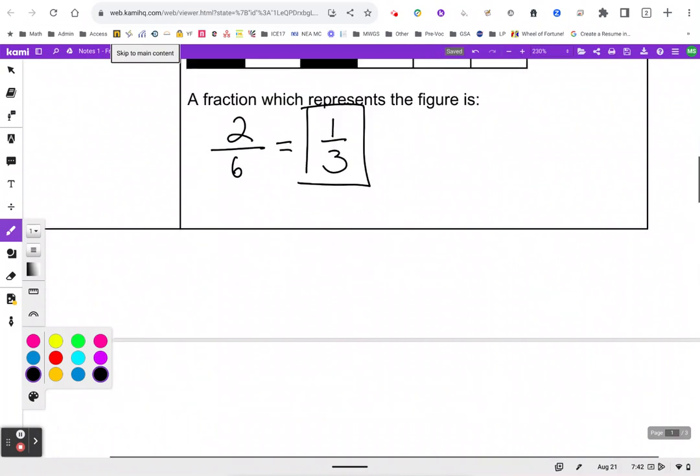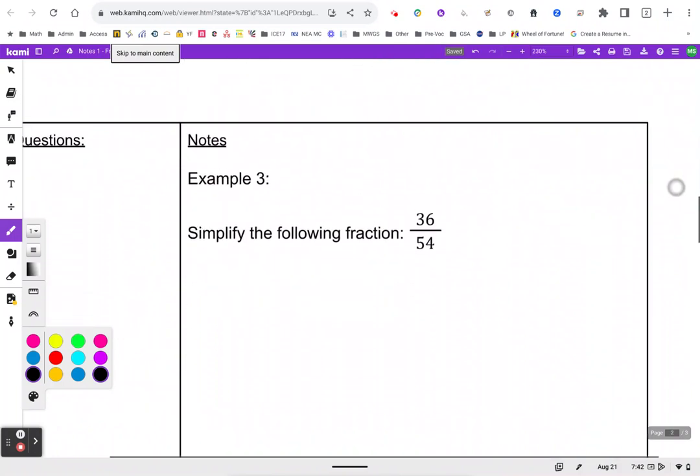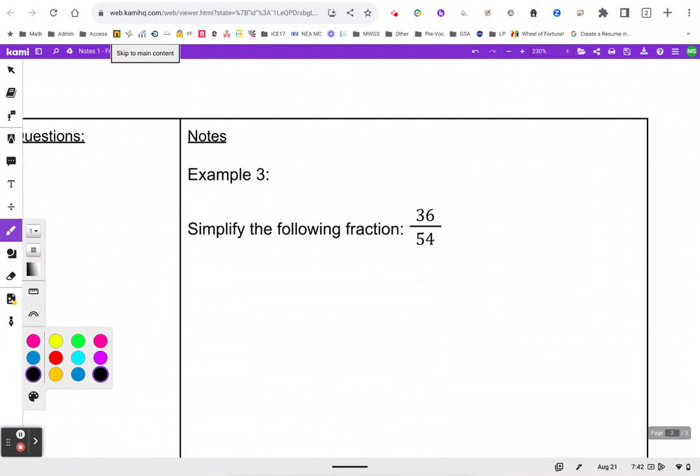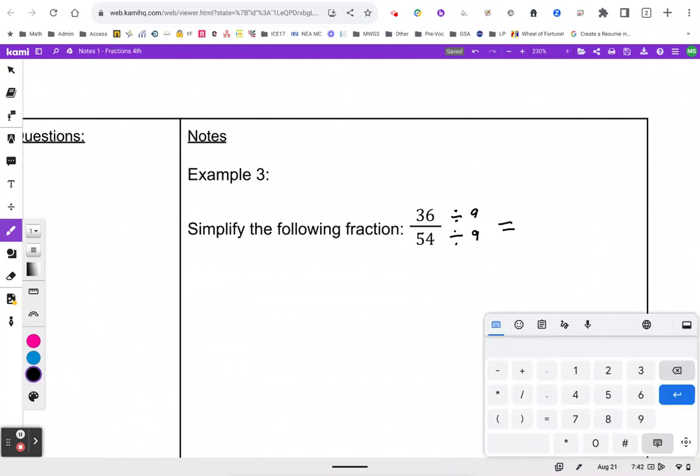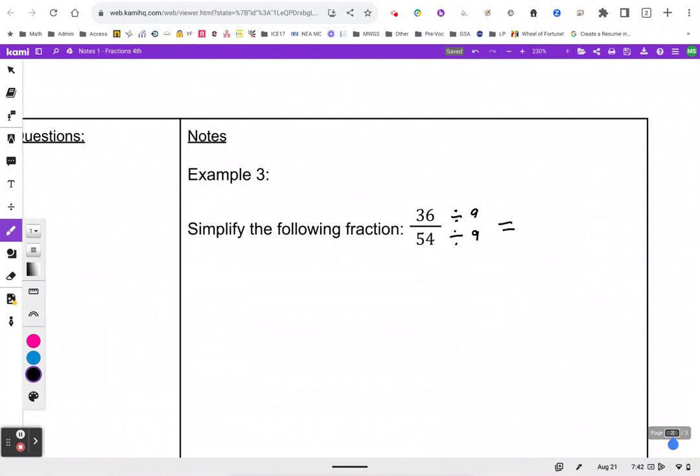Now, if I keep scrolling down, I'm going to simplify this fraction. If you look at both of these numbers, I know off the top of my head I can divide both of these by 9. So you divide both by 9, and then you would end up getting that this fraction equals, you know what? Scratch that. Don't erase that. I'm going to do this a different way. We're going to go the simple route.